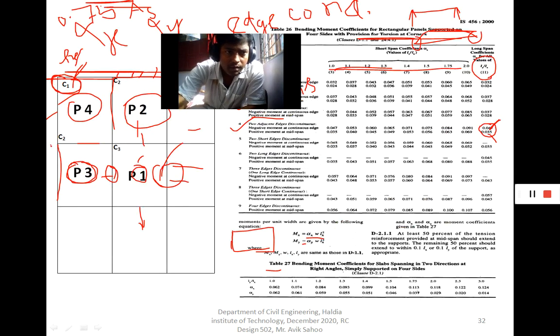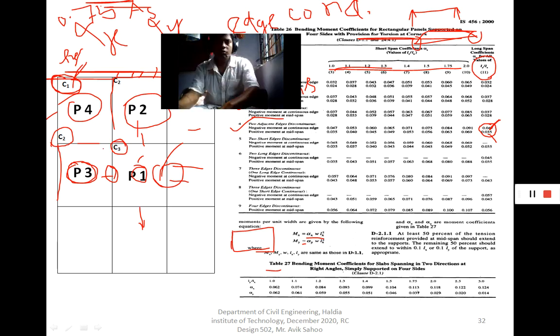Now the another type of corner, C2. What reinforcement you apply in corner 1, here you apply just 50% of that reinforcement. The 50% reinforcement is used in corner 2, whereas as per code in corner 3 no torsional reinforcement is required.